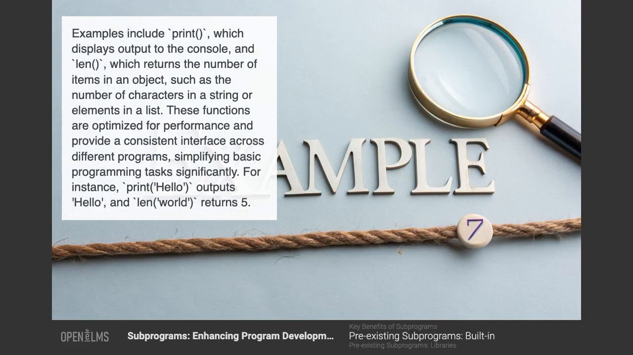Examples include print, which displays output to the console, and len, which returns the number of items in an object, such as the number of characters in a string or elements in a list. These functions are optimized for performance and provide a consistent interface across different programs, simplifying basic programming tasks significantly. For instance, print hello outputs hello, and len world returns 5.